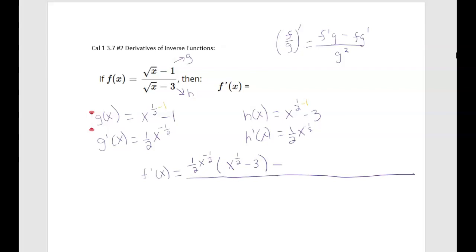Let me go ahead and finish this one up. Minus, again, first function, or what's on top, which I labeled as my g function. So that's going to be x to the 1/2. It's supposed to be a parenthesis. X to the 1/2 minus 1 times the derivative, which is 1/2 x to the negative 1 power. And then the whole bottom is the denominator squared, square root of x.